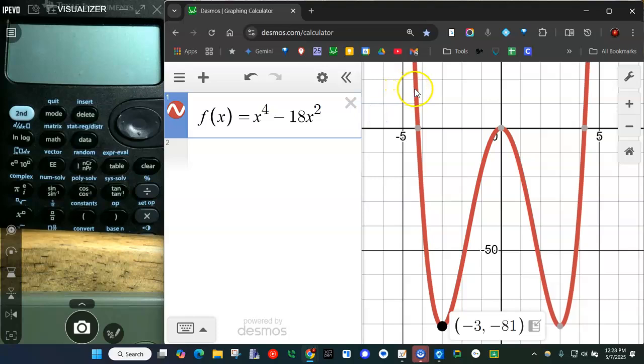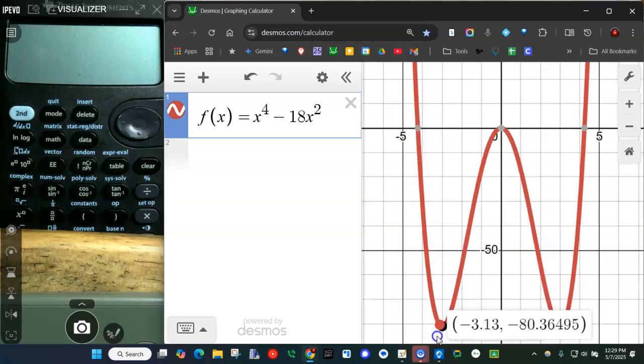You always want to think about it from left to right, because if I do this, you're like, oh, it's increasing, it's going up. But you always want to think about it from left to right. So this is decreasing, and then increasing, and then decreasing, and then increasing. So there's two places where it's decreasing.